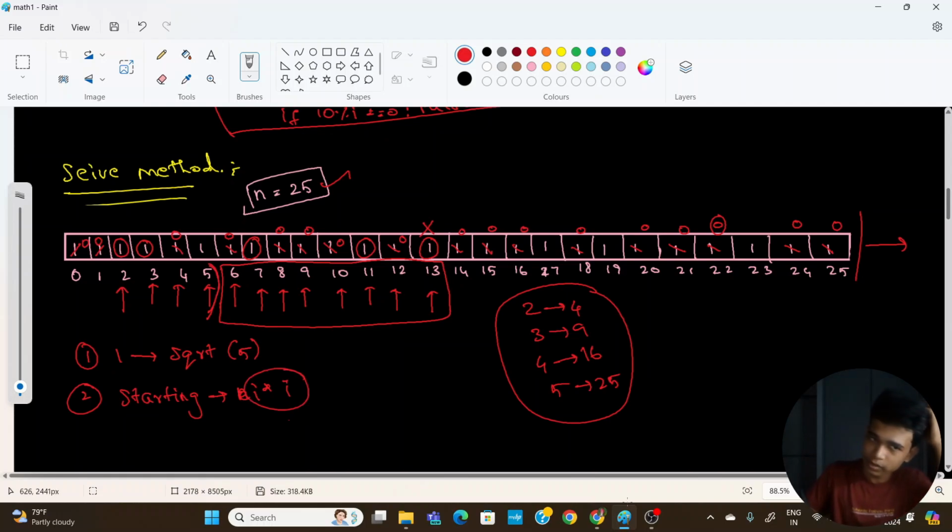Okay, can you understand this? So this is the optimal approach. For this approach, we take a space complexity of O of n, definitely O of n, if we have n elements. And the time complexity will be O of n log log n.